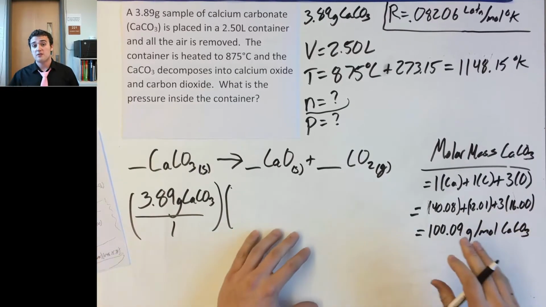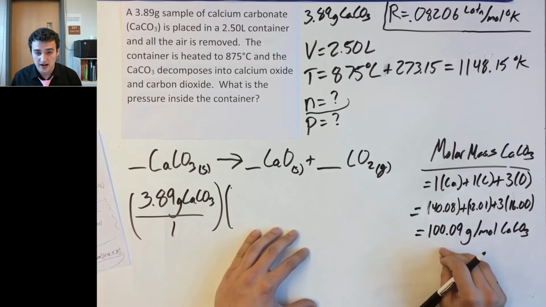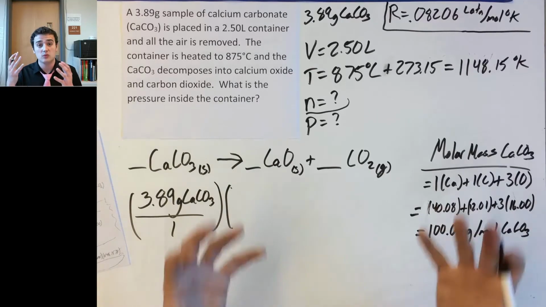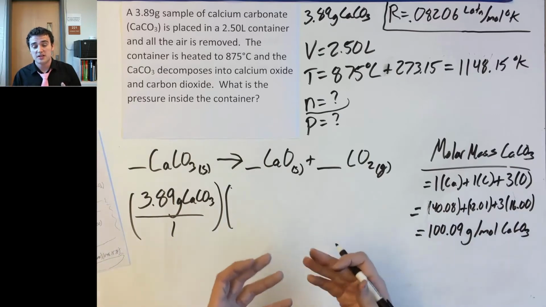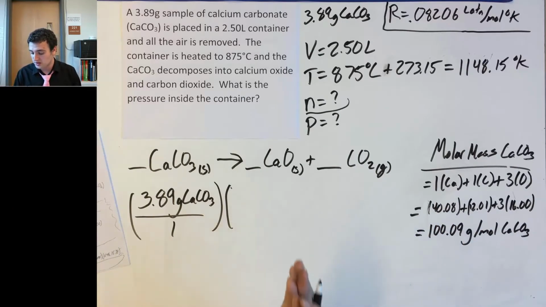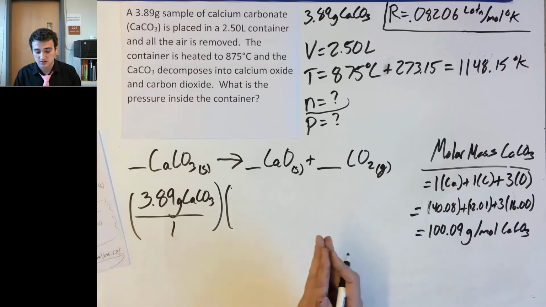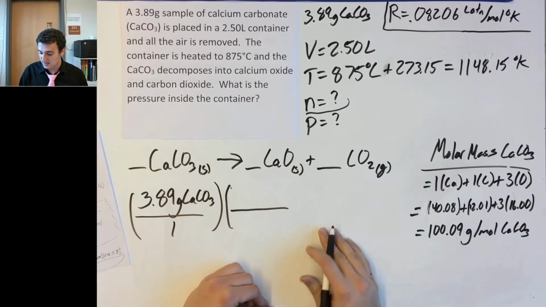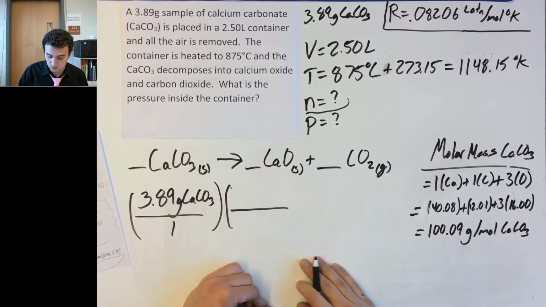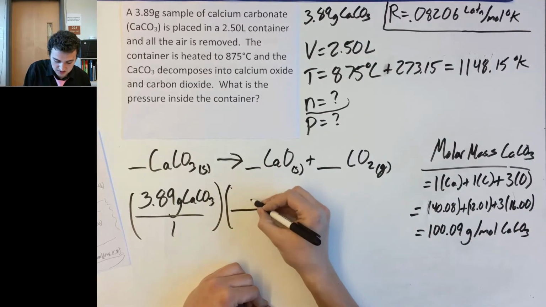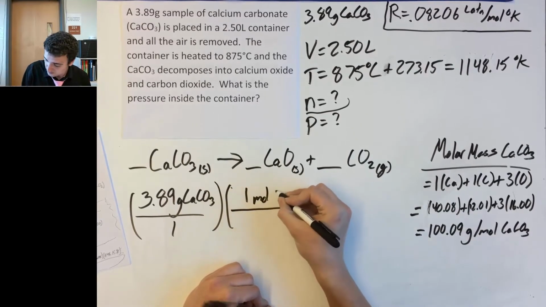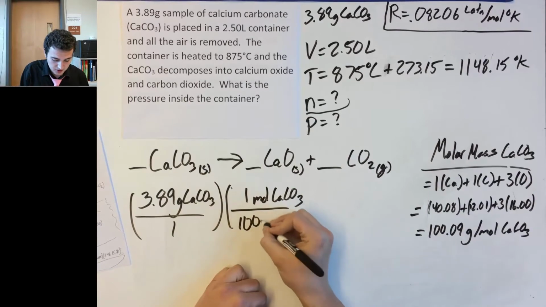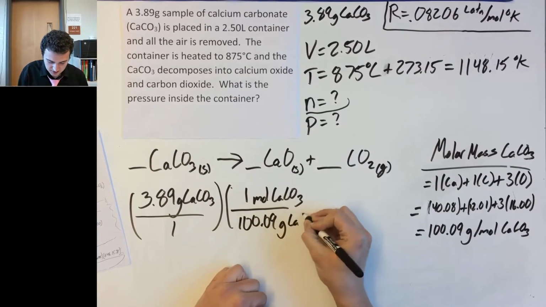Or, for every 100.09 grams, I have 1 mole of calcium carbonate. Or if I wanted to say, hey, I need 1 mole of calcium carbonate, I would need to measure out 100.09 grams of calcium carbonate. So for every 100.09 grams, I have 1 mole. Go ahead and plug that in, and I'm trying to get to moles, I'm trying to get rid of grams. I'm going from grams to moles, so moles is going to be on the top. For every 1 mole of calcium carbonate, I need 100.09 grams of calcium carbonate.